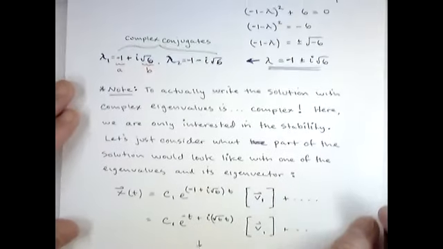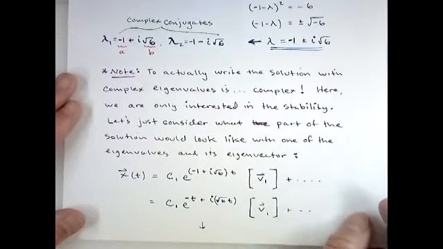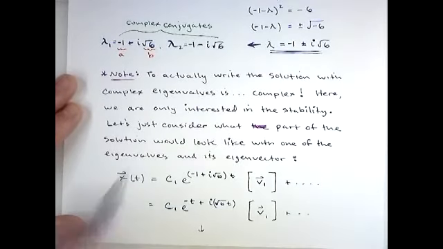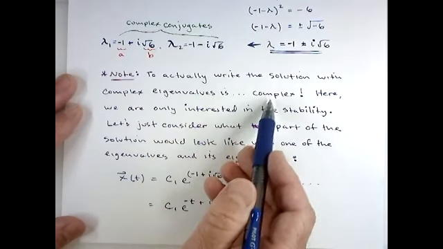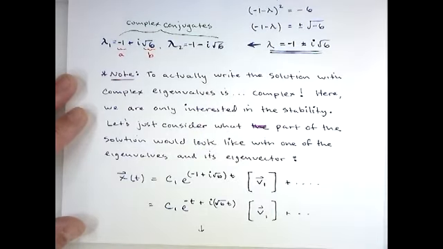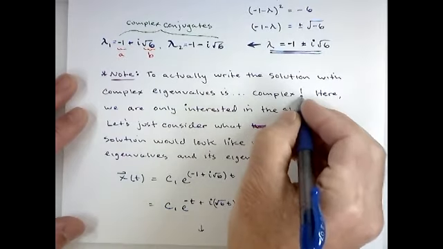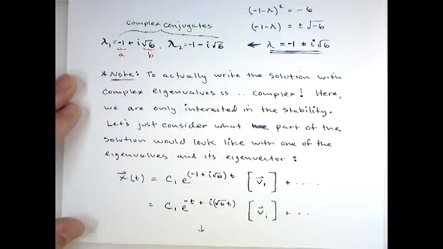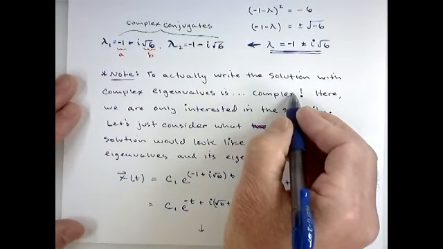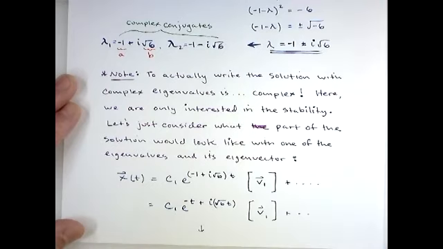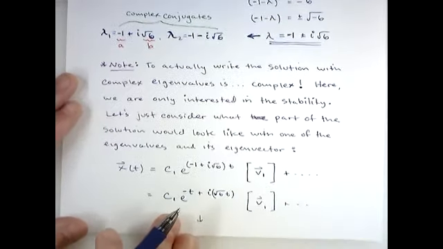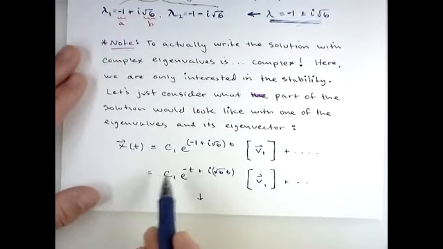As far as actually writing the solution, when you have complex eigenvalues, it is, for lack of a better word, complex. It's a lot of work. So the book has some problems where they do write the general solution, and we will discuss that in a future video, because that's a long story, how to actually write the solution. Many times, however, we're just interested in the behavior of the solution. What does it do? Is it stable? Is it unstable? What do the solution curves look like? So let's just consider right now what part of the solution would look like.